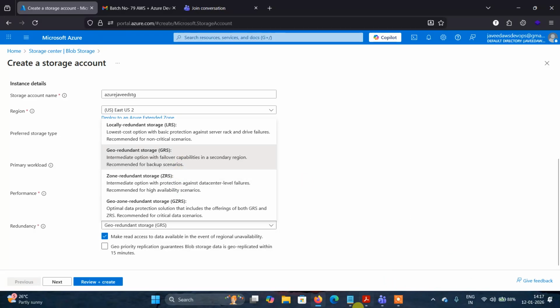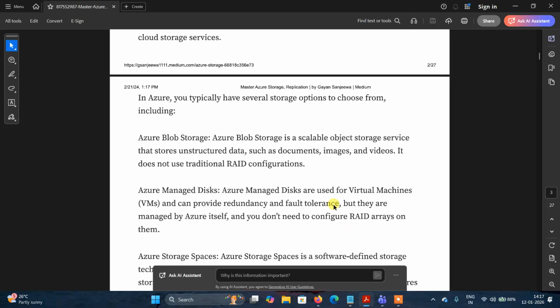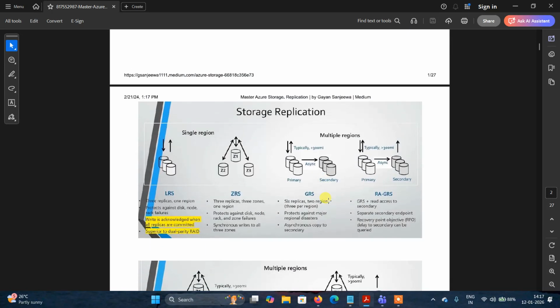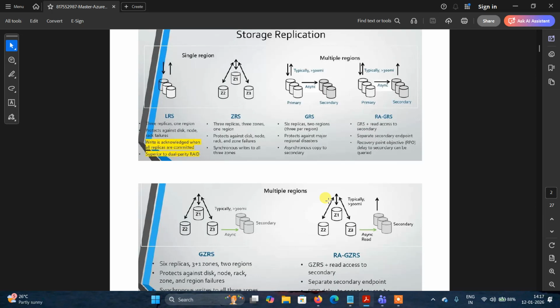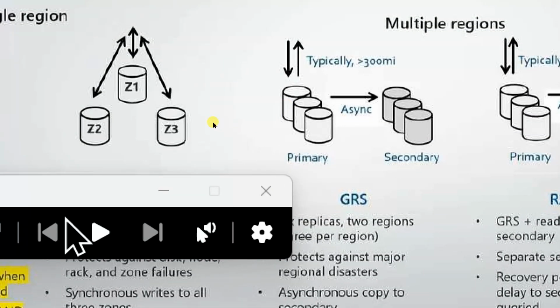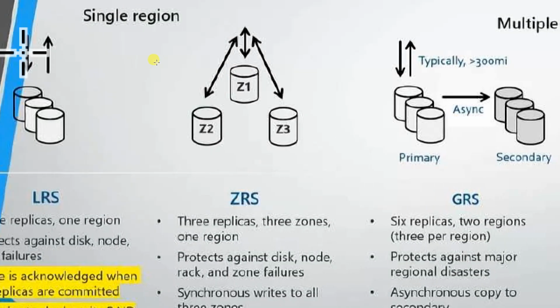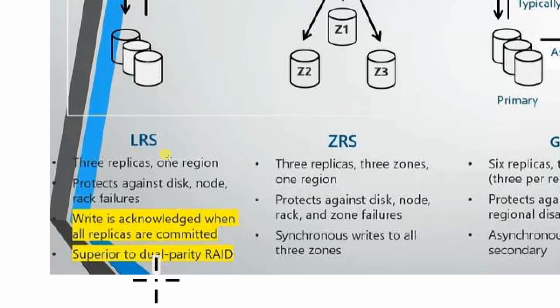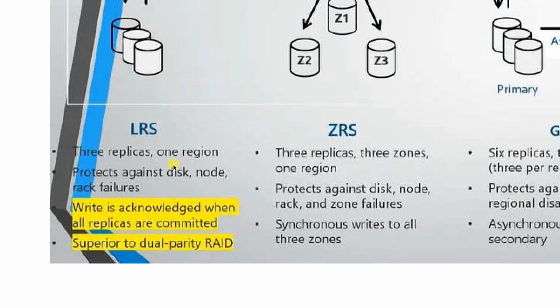What do these mean? What is LRS, ZRS, GZRS? If it is LRS, how is the data stored? In LRS, whatever replicas and objects there are will be stored in the same availability zone. There are three availability zones, and the objects are stored in the same availability zone on different hard disks.